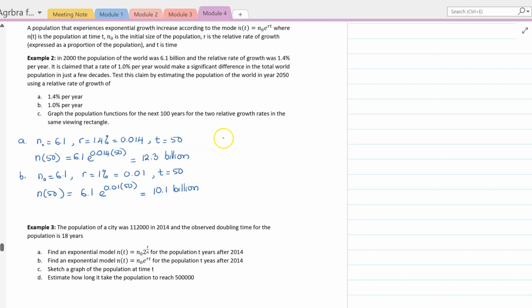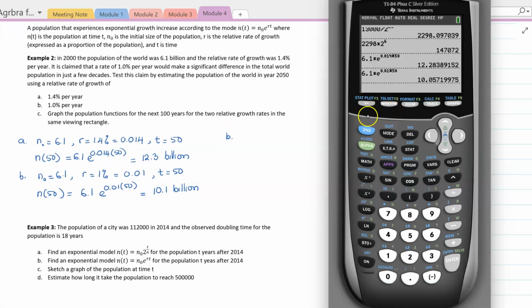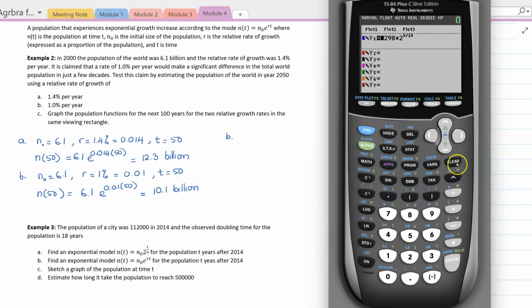Right? So let's go ahead and take a look at the graph, and we want to plot both of them on the same window. The first one is 6.1 e to the 0.014 times t. The next one is 6.1 times e to the 0.01t.